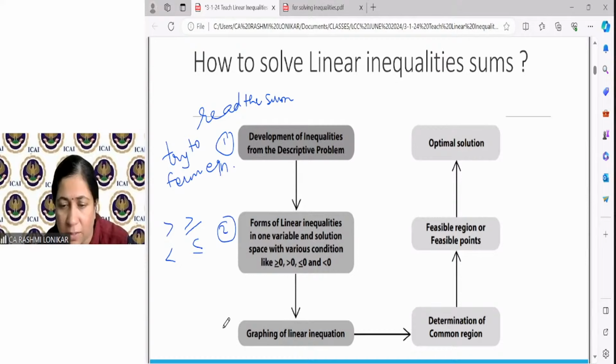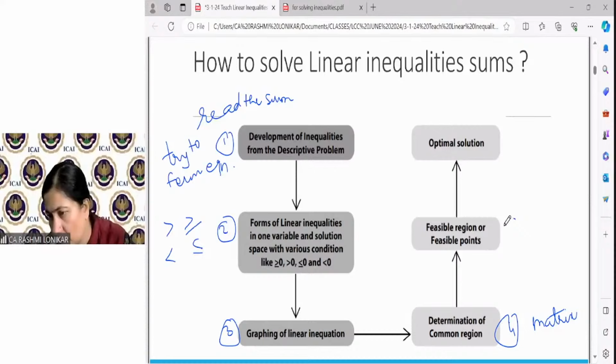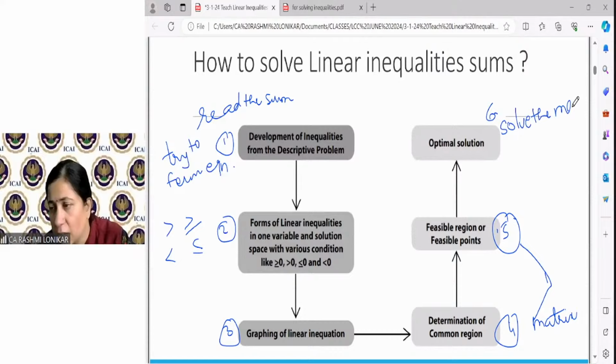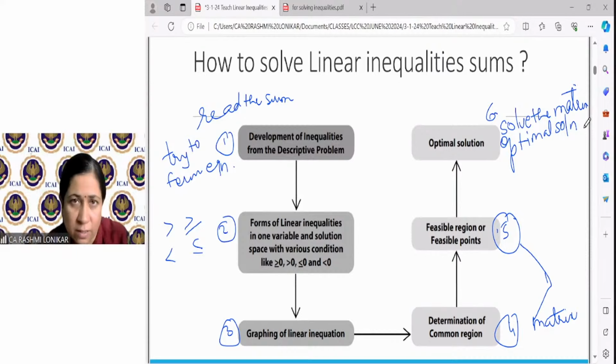The third step is draw the graph, and then you form the common area, common region. For this you use the concept of matrix also. So this matrix can be formed here. These two, fourth and fifth, will give rise to a matrix, and once I solve the matrix I get the optimal solution. Optimal solution may be like, if it is profit, I want to increase the profit, so what will be the maximum profit I can get? If it is cost, what is the least cost that I can get? Even when you get the solution, you have to go back to the question, see whether they have asked for profit or for cost. Then only you will be able to do this.